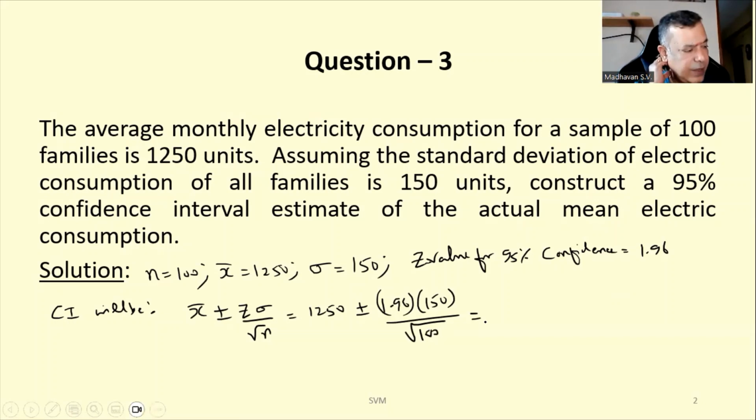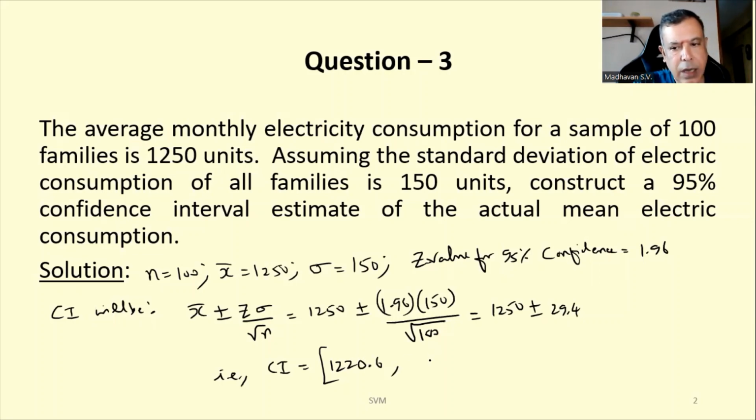Now, if we evaluate this, we will get 1250 plus or minus 29.4. That is, the confidence interval: first, subtract these two, and we get 1220.6 as the lower limit. The upper limit will be 1279.4. I am putting a box bracket, which means it is inclusive of these two numbers, which means that our mu value, that is the population mean, will lie between these two numbers.